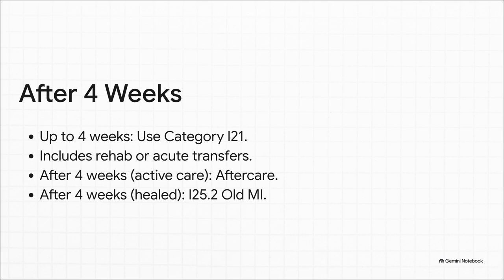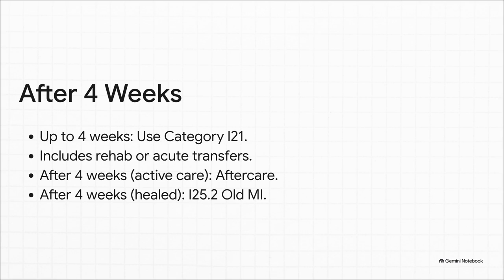Encounters up to 4 weeks, you use category I21 even for transfers to other acute settings. Easy enough. But what if it's after 4 weeks and the patient is still receiving active care related to that MI? In that specific scenario, you do not use I21, and you don't use the old MI code either. You use the appropriate aftercare code.